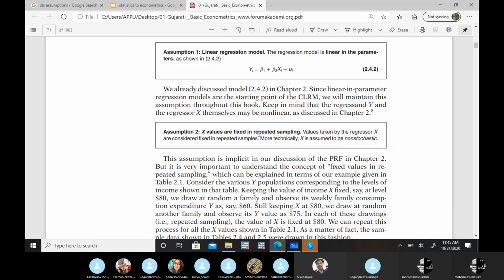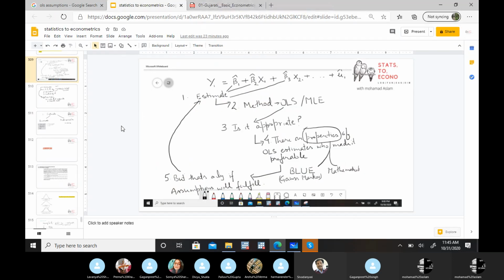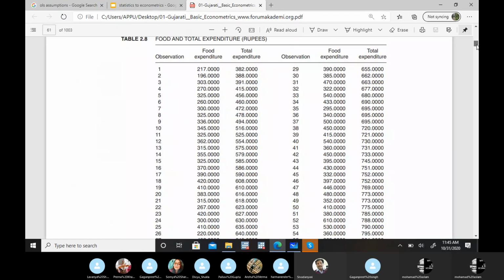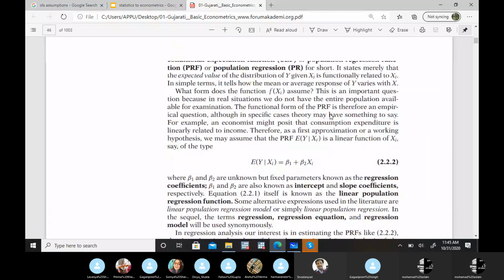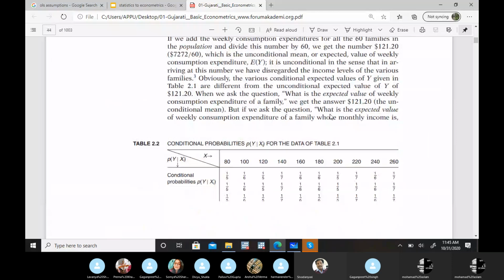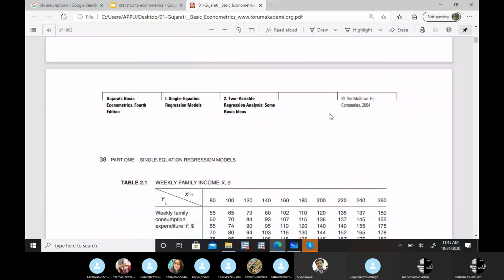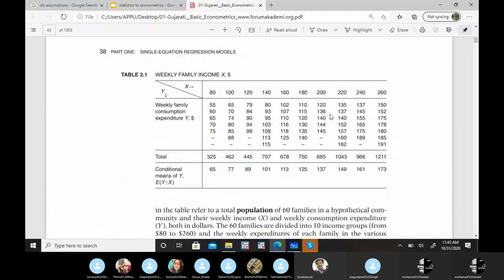So this assumption says that if you have, let's suppose, 10 or 20 samples, then in those samples at least your x is fixed. Let me give you an example from the textbook as well. They have this particular table in chapter 2. You will find this example in the textbook, where you have 5, 6, 7, any number of samples.